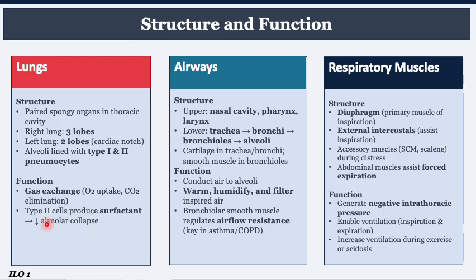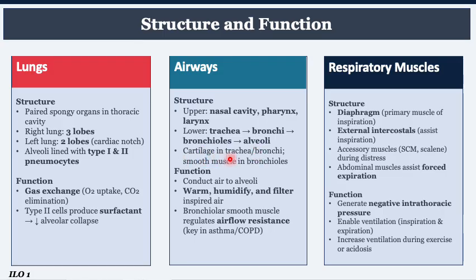The type 2 cells also produce surfactant, and this prevents the alveoli from collapsing. Next, talk about the airway. The structure of the airway, you have an upper and a lower. The upper airway consists of the nasal cavity, pharynx, and larynx. The lower is the trachea, bronchi, bronchioles, and alveoli.